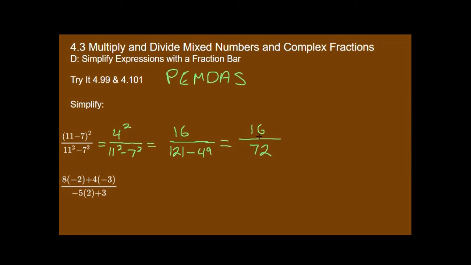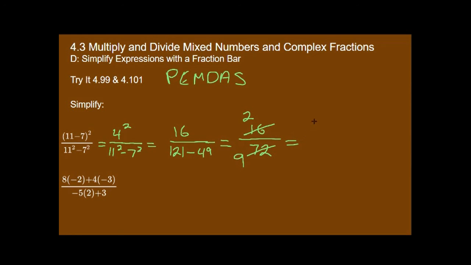Okay, now I want to see if I can reduce this. Are there any factors that go evenly into 16 and evenly into 72? This is where your multiplication tables are going to come in handy. And I recognize that 8 divides into 16 evenly and 8 divides into 72 evenly. If I didn't notice that right away, I could definitely start with 2, right? I know 2 will divide into 16 and 72 evenly because they both end in even numbers. But I'm going to go ahead and do 8 just to reduce the number of steps that I have to do. 8 goes into 16 2 times, and 8 goes into 72 9 times.